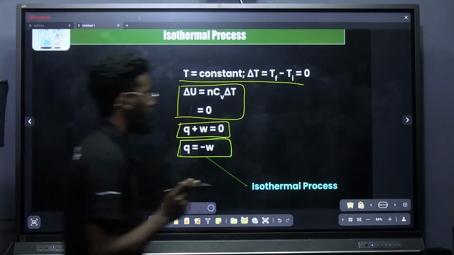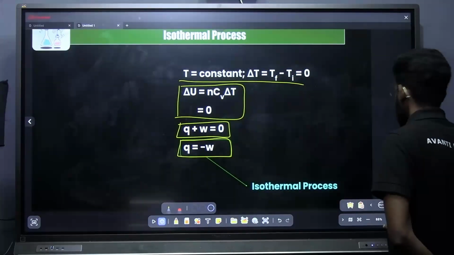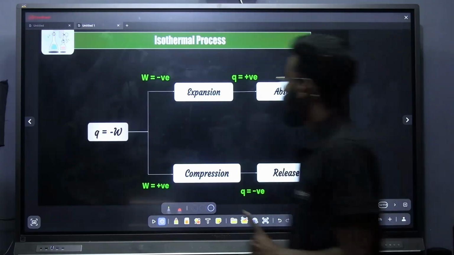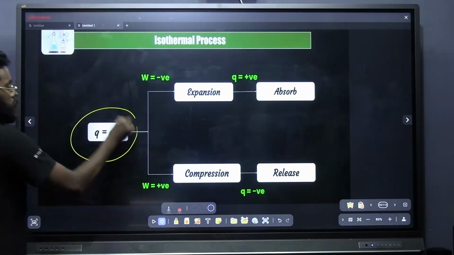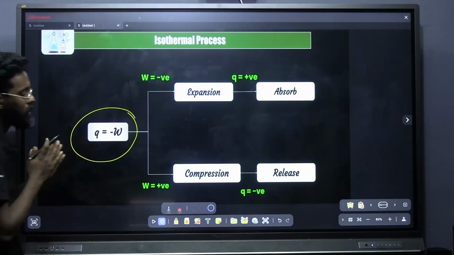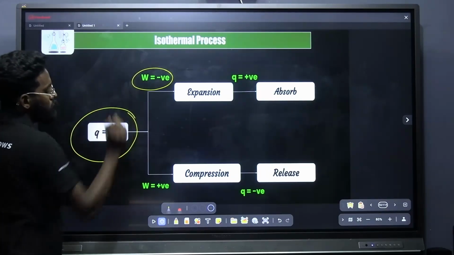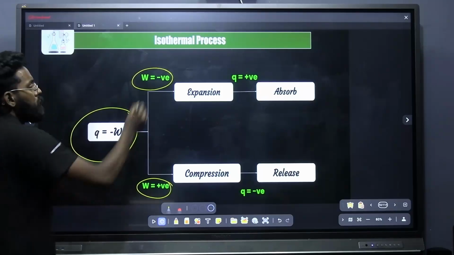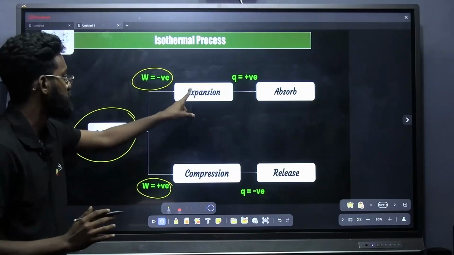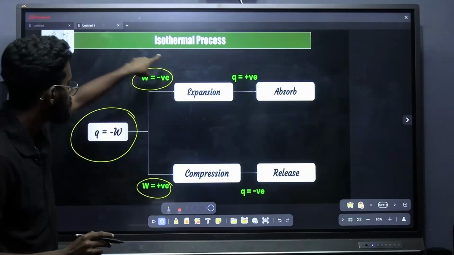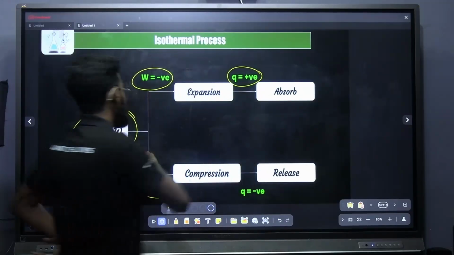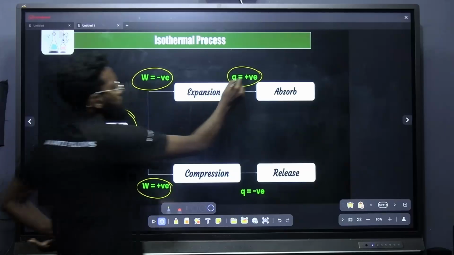Now I am moving. For isothermal, Q is equal to minus W. Now we got to know that for isothermal, Q is equal to minus W, and this work done can be either positive or negative. If it is negative, then it is expansion. And if there is an expansion, or work done is negative, Q will be positive, according to the first law of thermodynamics.